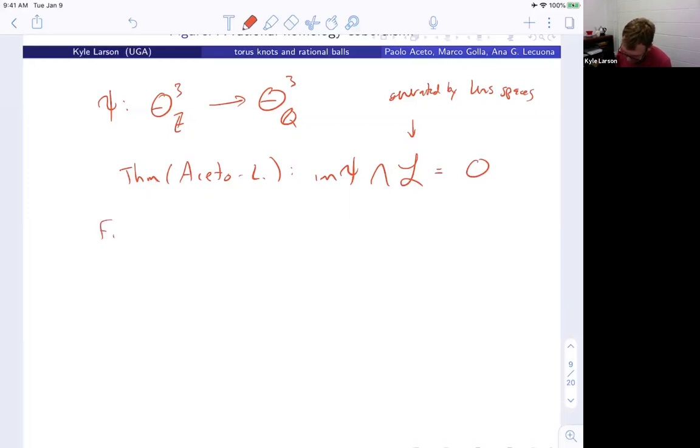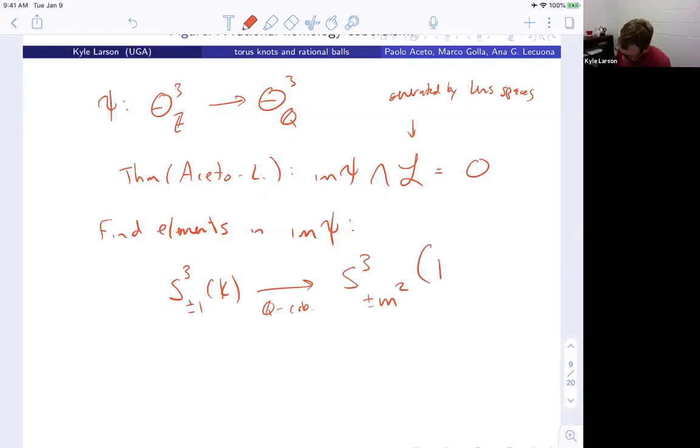So what's the context here? Find elements in the image of psi. And by the previous construction, if we take plus or minus one surgery on an odd K, this is rational homology cobordant to M squared surgery on the M plus one cable, or maybe plus or minus here. And this is an integral homology sphere, right? Plus or minus one surgery on a knot is an integral homology sphere. And hence, that tells us that these are in the image, right? They're rational homology cobordant to an integral homology sphere. And so this tells us that this belongs to the image of psi.